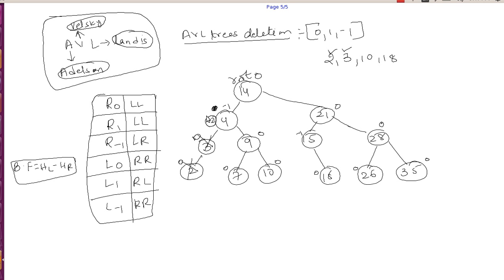So we have got a balancing factor of minus 2. As long as we have 0, 1 and minus 1, the tree is balanced. But if you have minus 2 as the balancing factor, then the tree is imbalanced. So you have to balance this tree based on the table which is given here. At this node you have got the imbalance. What was the previous balancing factor for this node? It was minus 1.